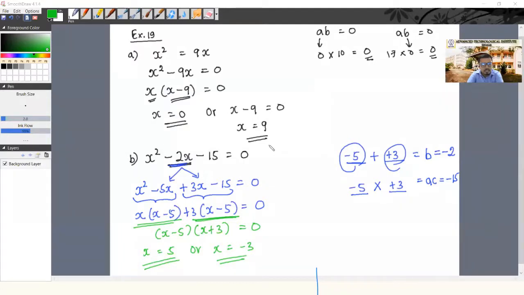I think these answers are correct. I have skipped some steps and come directly to the final answer. You can go step by step, no issue. However, finally your answer should be x equals 5 or x equals minus 3.